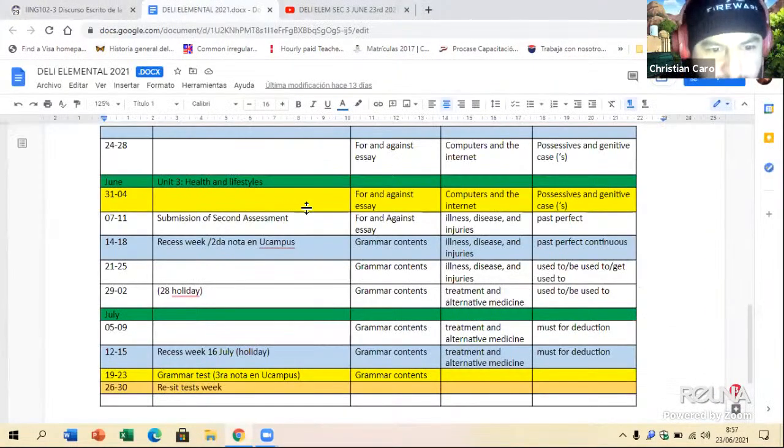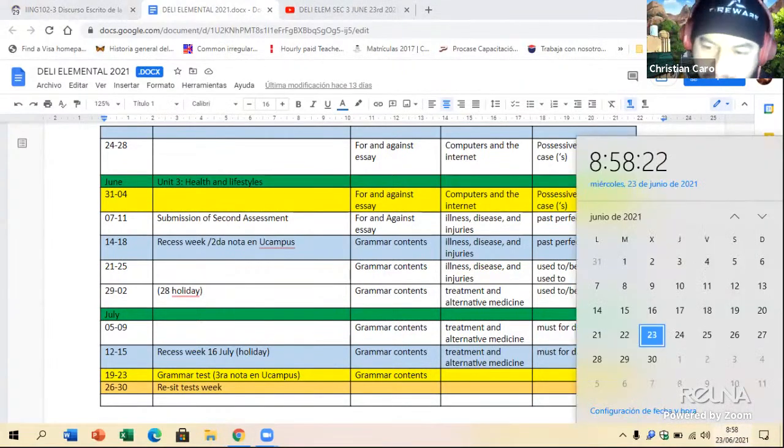And as far as I remember, we were dealing with unit number 3. I'm going to start sharing my screen with you guys. We started unit 3 about health and lifestyles, and you already sent me your assessments. I asked my assistant to start correcting the papers, and I'm also going to start doing it. I hope to have your grades for the second assessment, the for and against essay, next week.